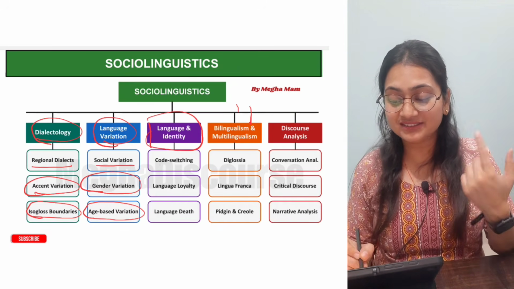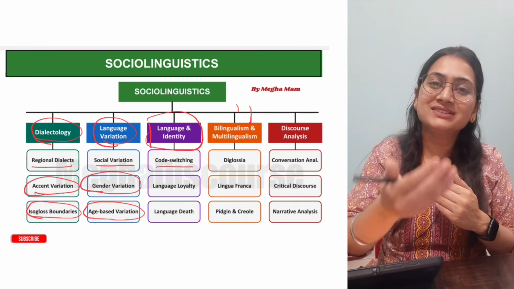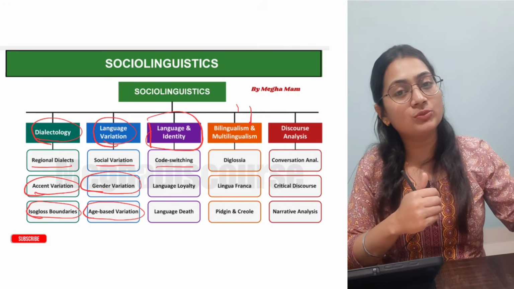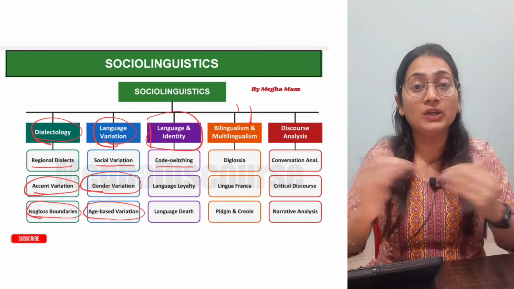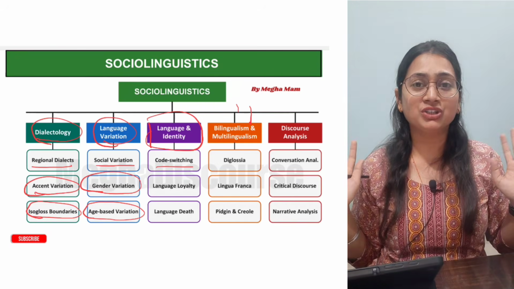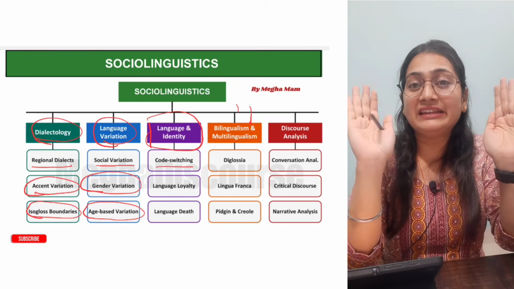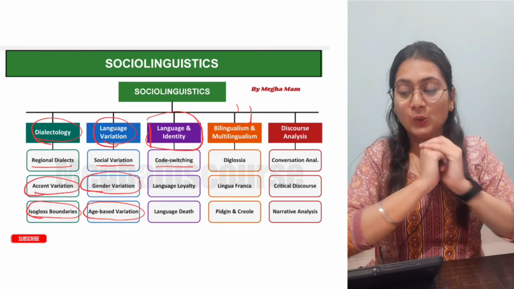In language and identity, there is code switching, that is, using a different language depending on how you speak with your friend, how you speak with your boss, and how you speak at home. At home you are very comfortable with your native language, but in office you have to use decent Hindi or decent English. So this is called code switching.